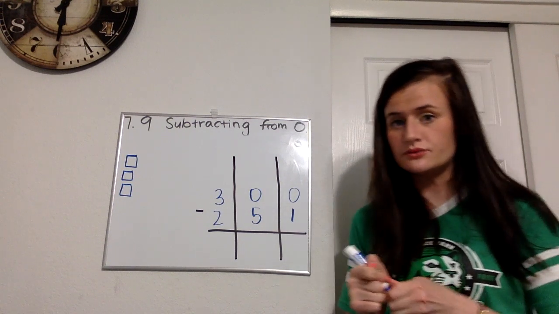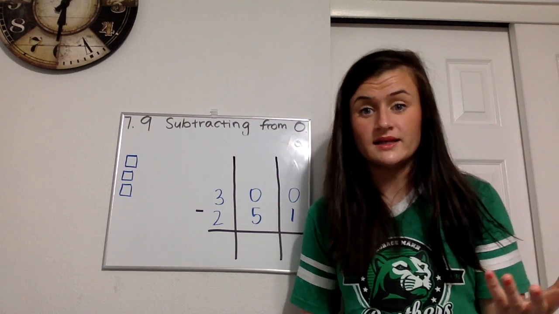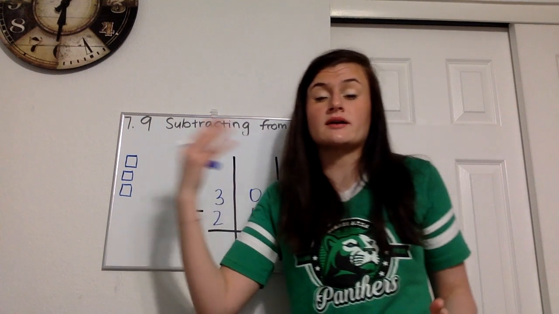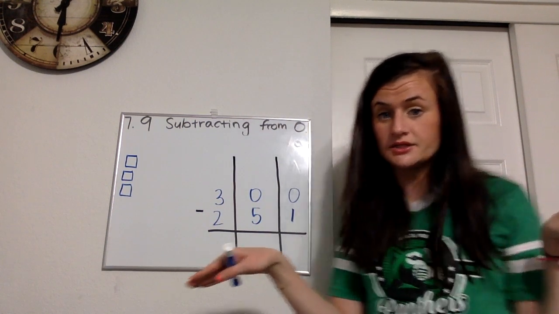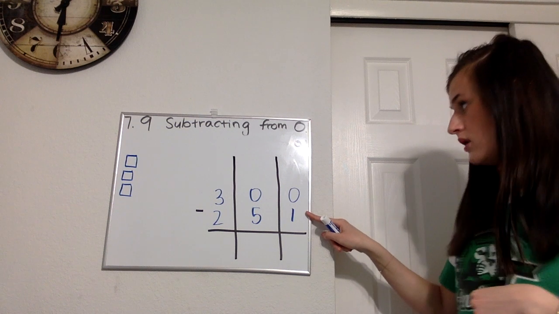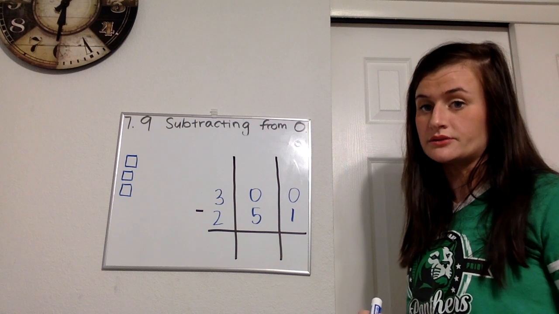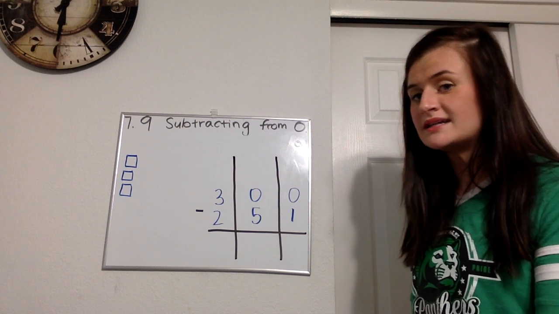You are going to do the same steps you always do. Subtract the ones, then subtract the tens, and subtract the hundreds. That's not going to change. So let's come in our problem and start in our ones. I have 0, take away 1, which we know we can't do. So what do you normally do?